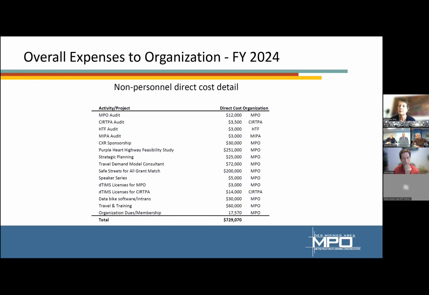If we take a look at that a little bit further here, really the reason for that is 2 big projects. One is the Purple Heart Highway feasibility study. If and when we come time for that, we've talked about using MPO reserve funds to pay for that. The other one is the match for the state Safe Streets for All grant, which we'll talk about again later in the agenda, which again, the board agreed to use reserve funds for that. So that makes up a large part of that 729,000.